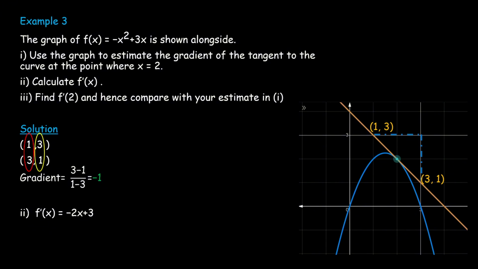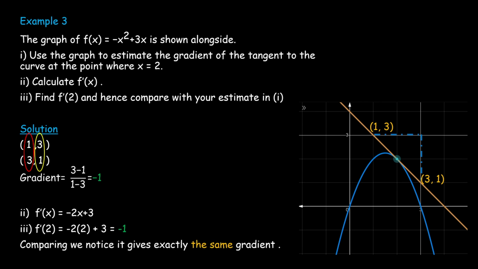Okay, there's that. Roman 3 says we should find f prime of 2. It means they want us to substitute 2 into our derivative function, right? So when x is equal to 2, f prime of 2 will be negative 2 times 2 plus 3, which is equal to minus 1. And what do we notice? It gives us exactly the same answer as before in Roman 1.